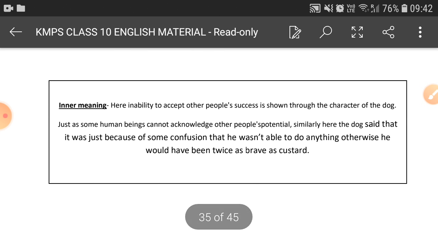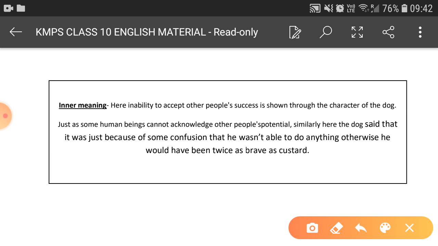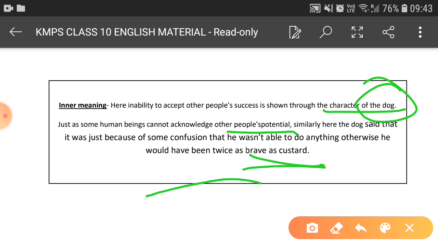So the inner meaning of this poem is that the inability to accept other people's success is shown through the character of the dog. The dog shows that the person is unable to accept other people's success. Just as some human beings cannot acknowledge other people's potential, similarly here the dog said that it was just because of some confusion that he wasn't able to do anything, otherwise he would have been twice as brave as Custard. Generally in our life also, some people cannot accept it when other people flourish, some people become jealous and they want their position, they want their condition, they want to live like them. So here the dog portrays that type of characteristic.